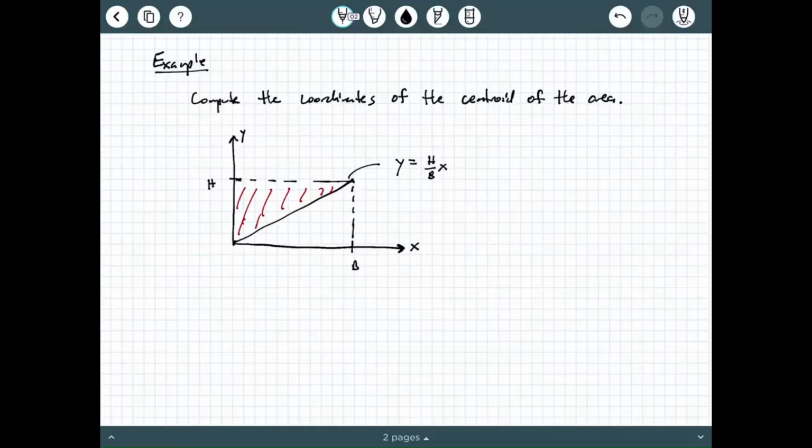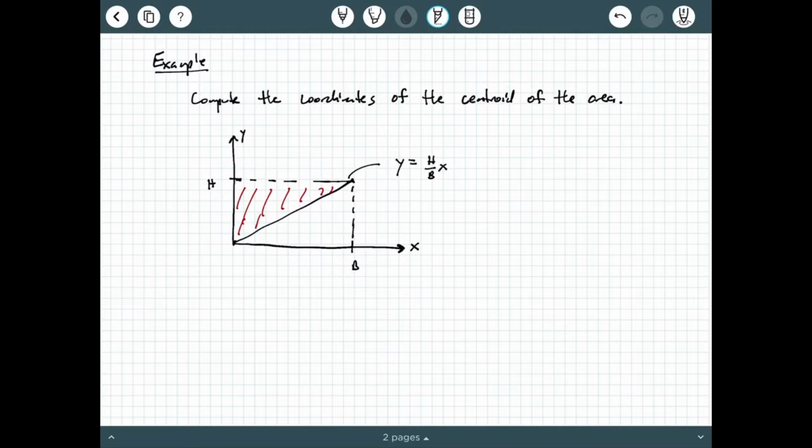We're being asked to compute the coordinates of the centroid of the area. If you look at this figure, this is very much like something we've seen before. In this case, the area is this shaded area up here, so it's the top half triangle, not the bottom half. And we're given the equation of this line, which is h over b times x. Hopefully you can clearly see that.